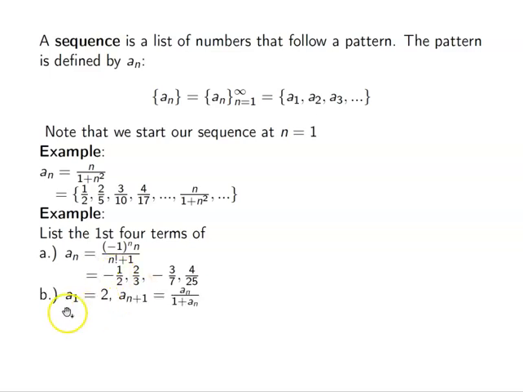So for B, we have a slightly different form. It's saying that A1, the first term, is equal to 2. And then my next term, A sub n plus 1, is equal to my previous term divided by 1 plus that previous term. So in order to kick this off, n is still 1. So A is subscript 1 plus 1. So A2, the second term, is going to be A1 divided by 1 plus A1. Well, what is A1? It's 2. So my second term is going to be 2 over 1 plus 2.